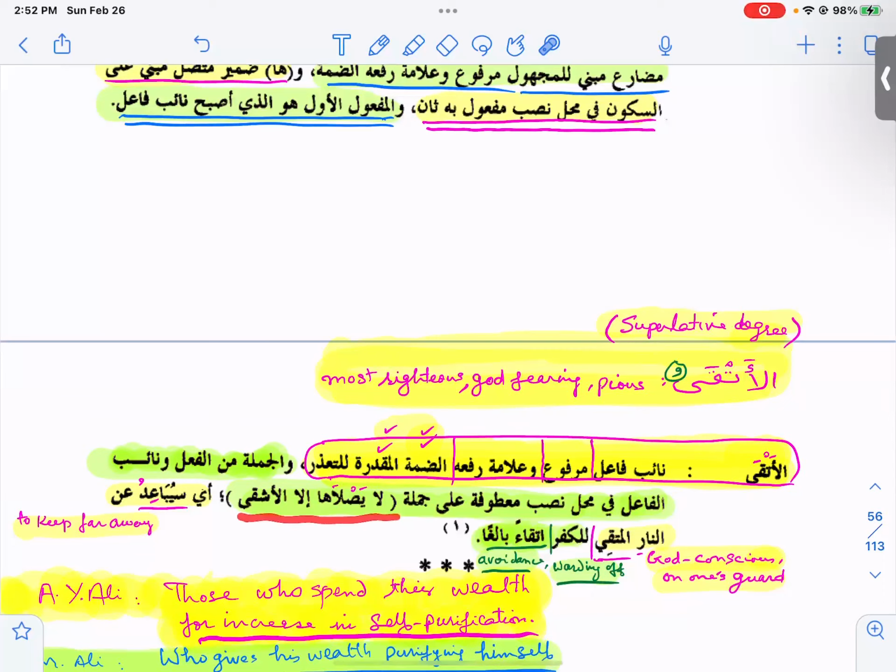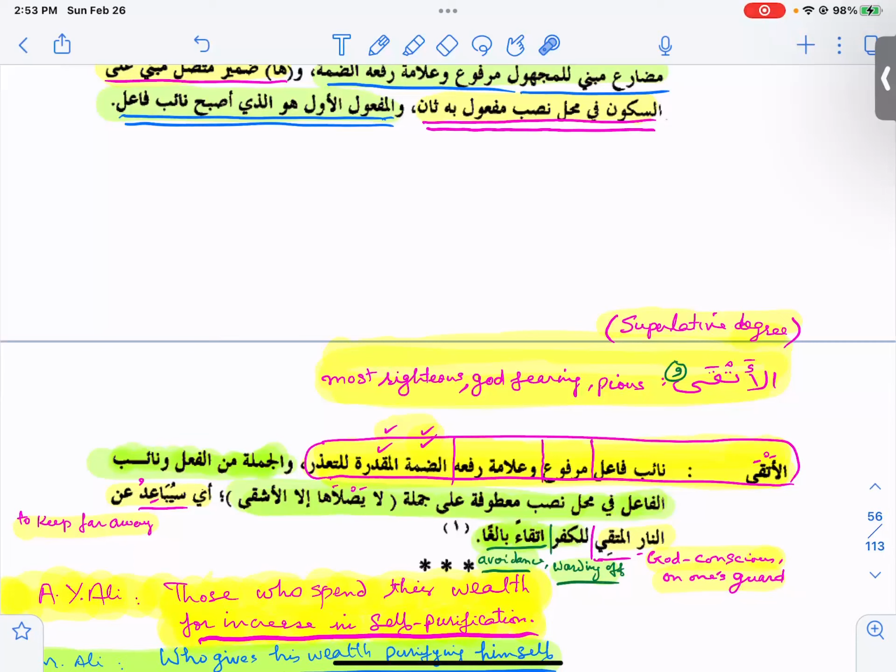La yasla illa ashqa. Ay, yubaidu, to keep away from, ba'ada. Yubaidu, to keep away, to keep far away from the nar. Al-muttaqi will be kept away from the nar. Remember what I said: yubaidu 'an al-muttaqi and in nar. God conscious, on one's guard.